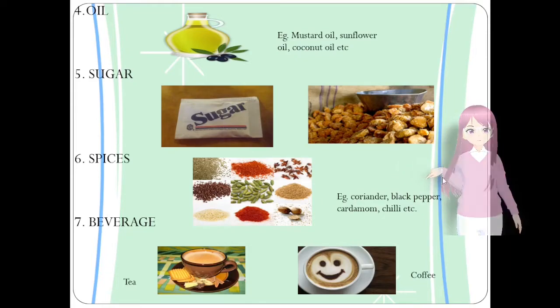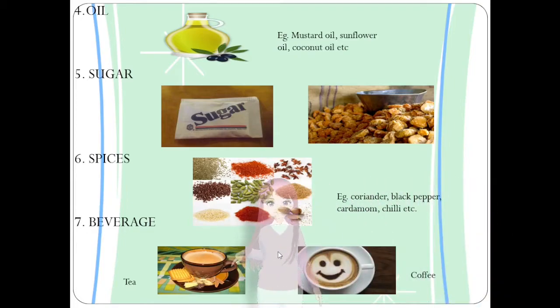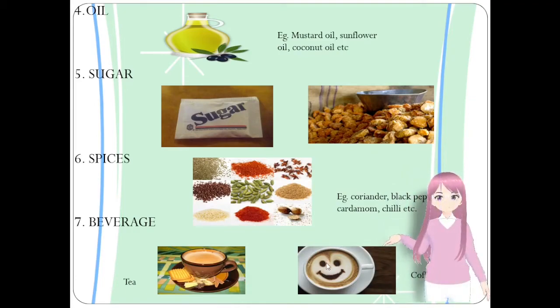Then comes the beverages. Now, beverages like tea and coffee, they are the most common beverages which are consumed all over the world. And tea is actually obtained from tea leaves, and coffee is obtained from coffee beans, right? So these are all the food items which we have learned about, which you get from the plants.